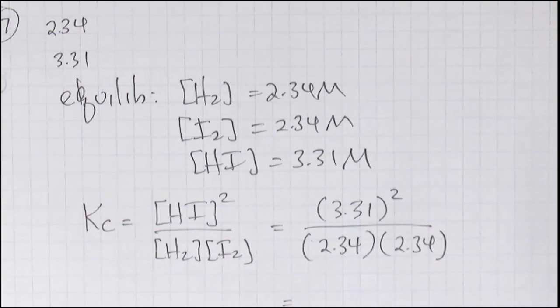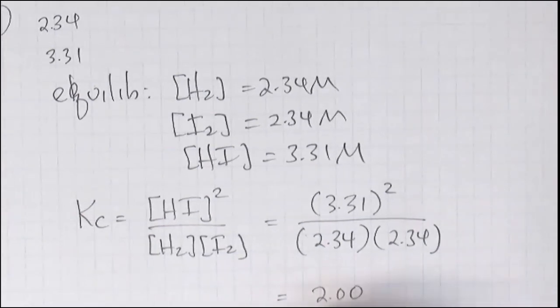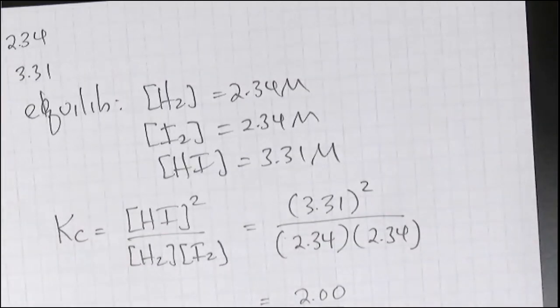So on my calculator, 3.31 squared divided by 2.34 squared, or divided by 2.34 twice. Whoops, I just typed the wrong number in. 3.31 squared divided by 2.34 squared, I get an answer of 2.00. Did you guys get the same thing? I'll take your silence as yes. Okay, so 2.00 was our Kc value in this first experiment.